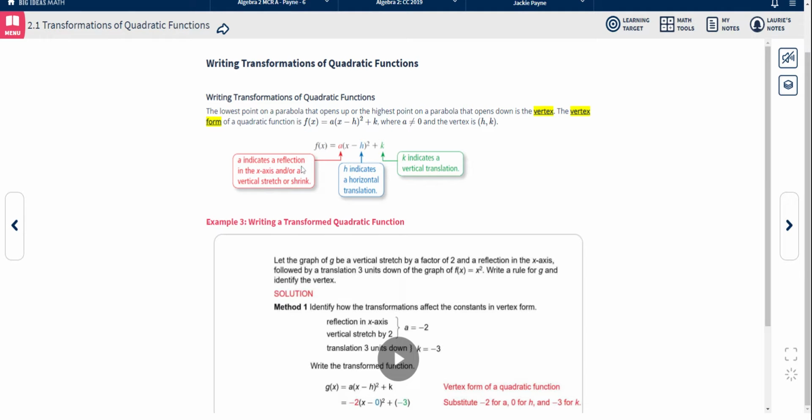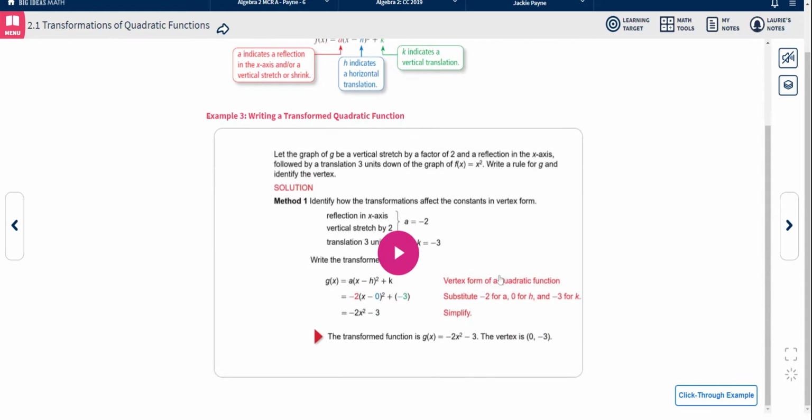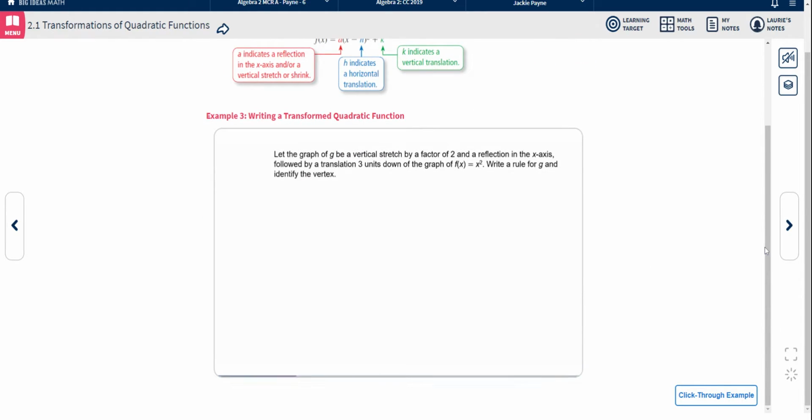So a will tell you if it's reflected in the x or if it's a vertical stretch or shrink. h will tell you which way it goes horizontally. k will tell you which way it goes vertically. So you want to pay attention to these numbers. Here's another example. Let the graph of g be a vertical stretch by a factor of 2 and a reflection in the x-axis, followed by a translation 3 units down of the graph of f of x equals x squared. Write a rule for g and identify the vertex.